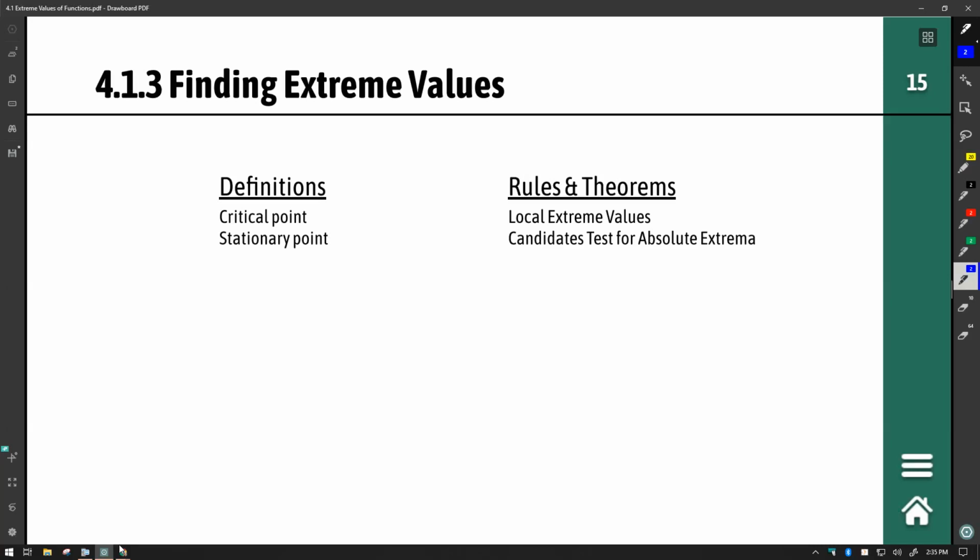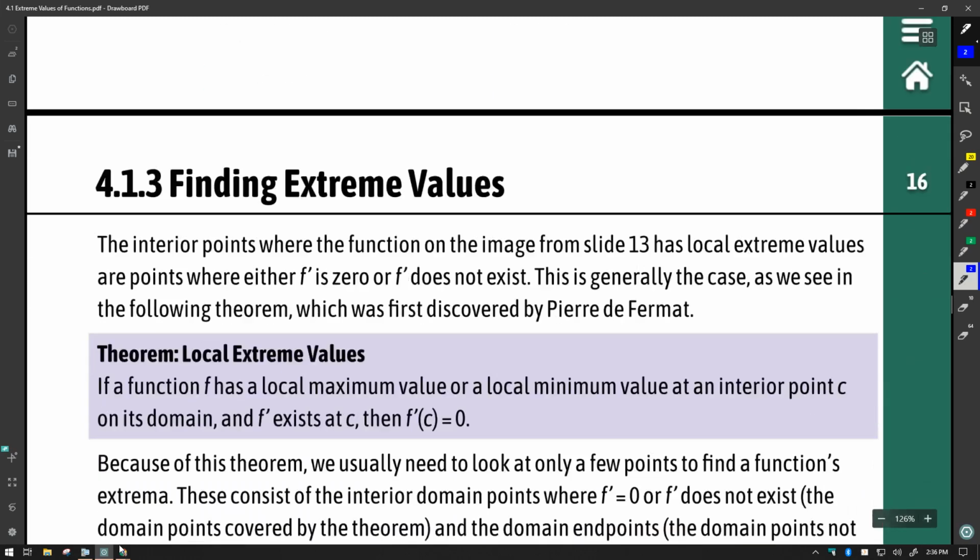Let's start the third video of Chapter 4, Section 1. Now that we've defined absolute extreme values and local extreme values, let's figure out how to find them. So in this section, we're going to see definitions of critical point and stationary point. We're also going to look at a theorem called local extreme values. We're also going to look at a test called the candidates test for absolute extrema that will help us find absolute extrema on a given interval.